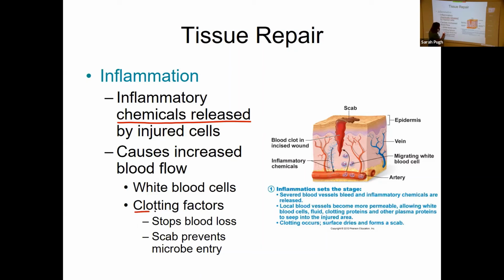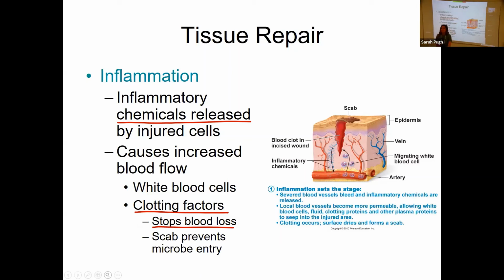Okay? You also have some clotting factors that come to the area. Clotting factors help your blood clot. And so these clotting factors are going to help to stop blood loss. And that's really important, right? You get a cut in your skin, you're going to bleed, but you don't want to bleed for too long.